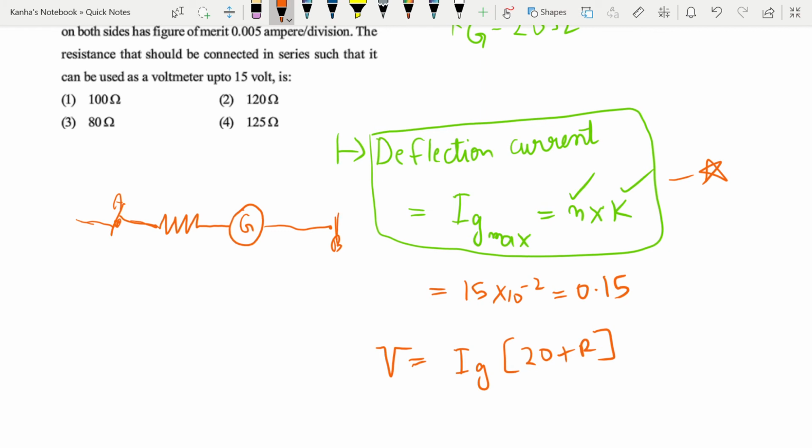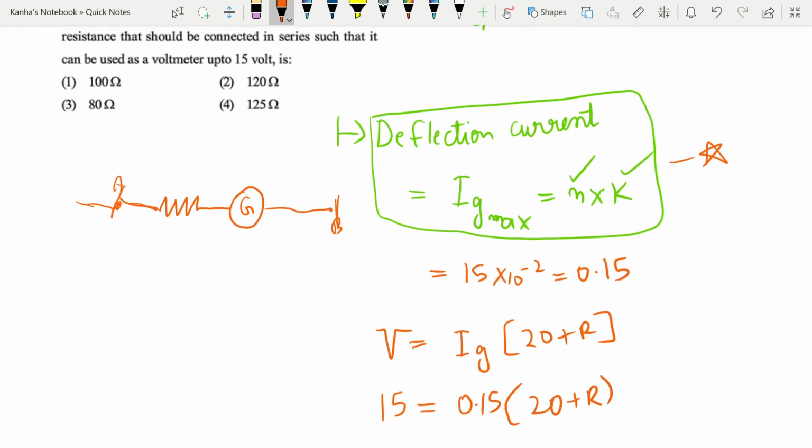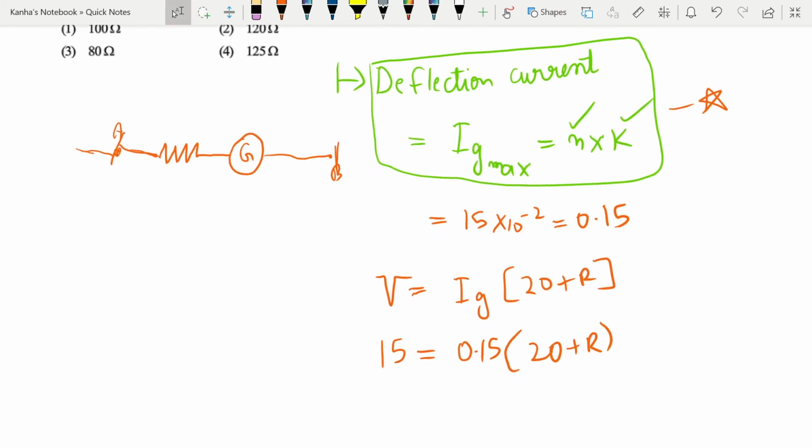And what is this equal to? It's given that the voltage is 15, which is equal to 0.15 into 20 plus R, implying that 100 is equal to 20 plus R, or R is equal to 80 ohms.